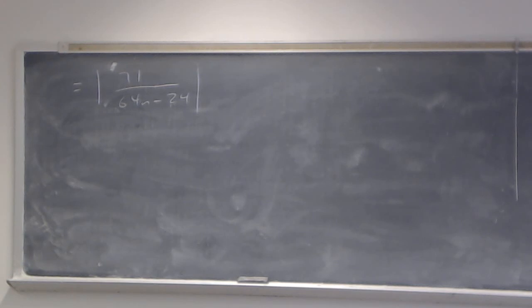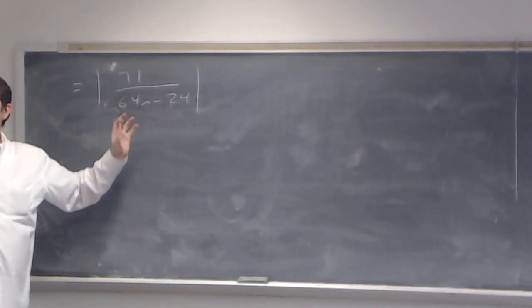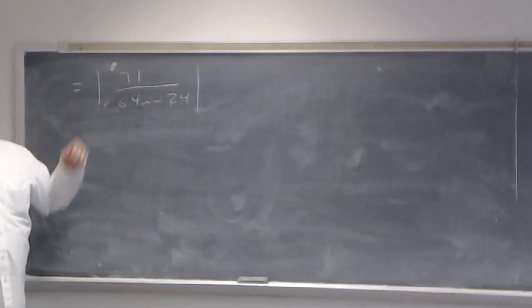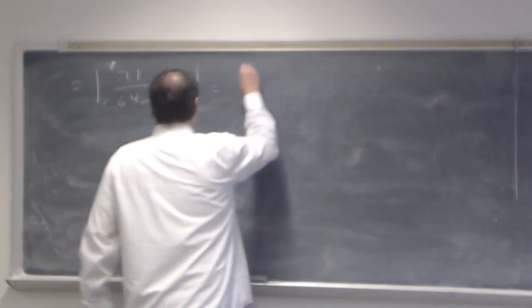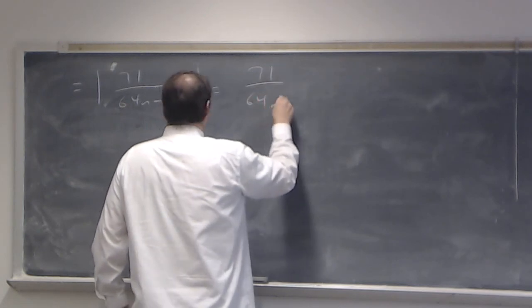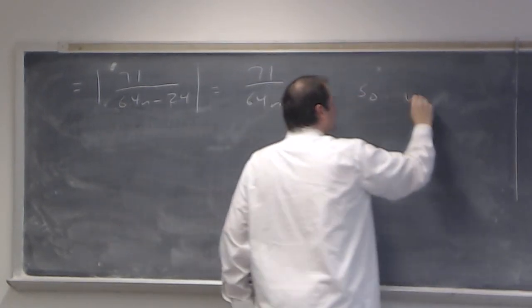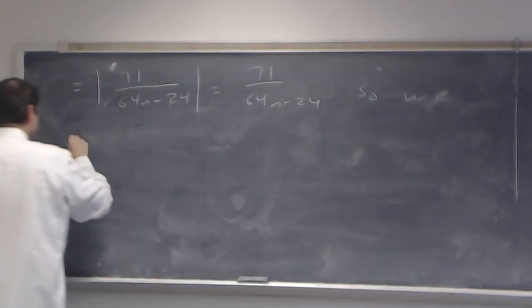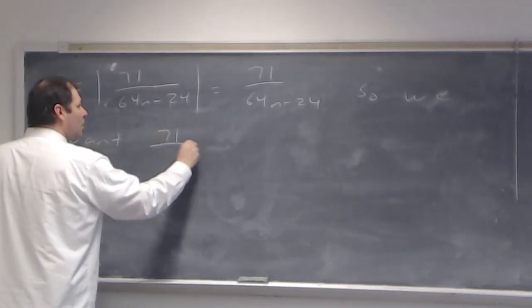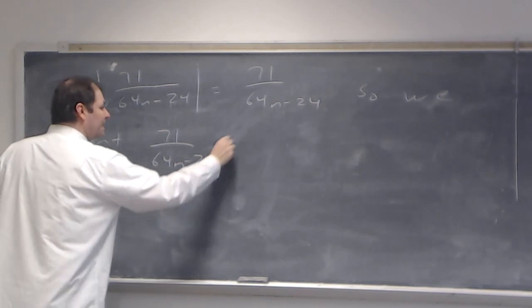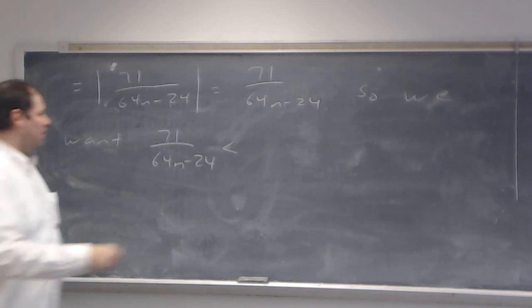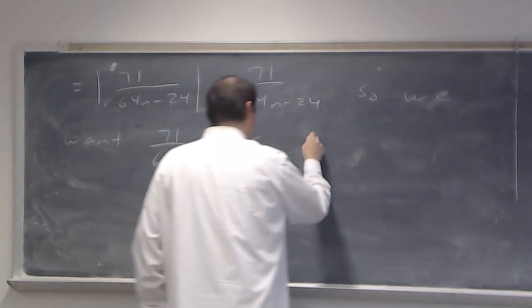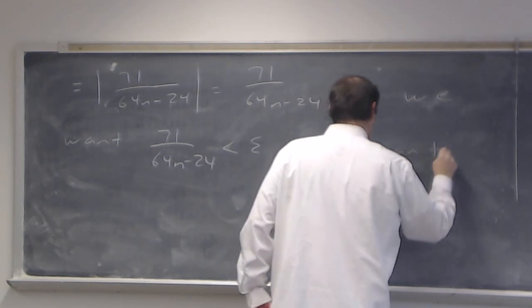The reason I'm trying to notice that is because I don't want to work with absolute values. And it turns out what we're taking the absolute value of is a positive number for all natural numbers. So that means it's the same thing as 71 over (64n - 24). So we want 71 over (64n - 24) to be less than, what do we want? Epsilon.